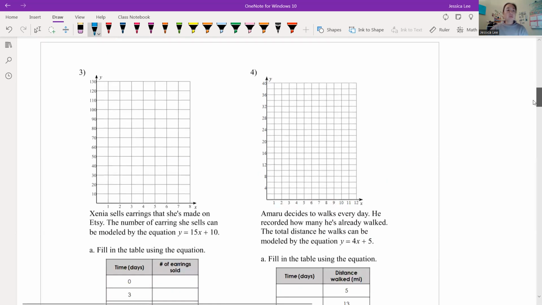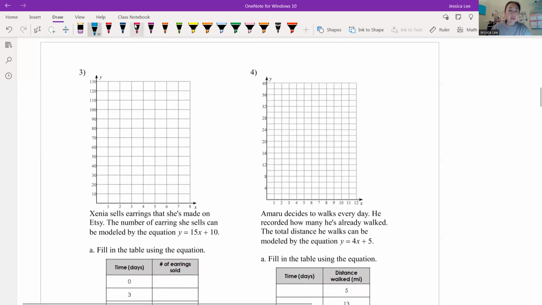That logically makes sense. So it looks like we have a graph here, and Xenia is selling earrings that she's made on Etsy. She's making some side money here. The number of earrings she sells can be modeled by the equation y equals 15x plus 10. It says A is fill the table using the equation. You can plug these in and fill it out, or you can graph it, right? So it has a graph right here.